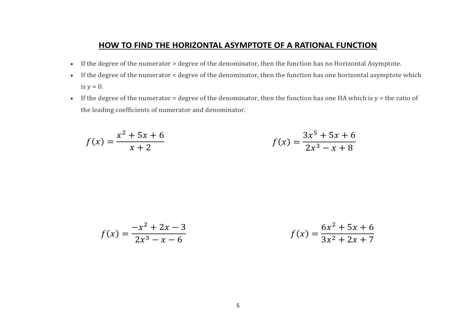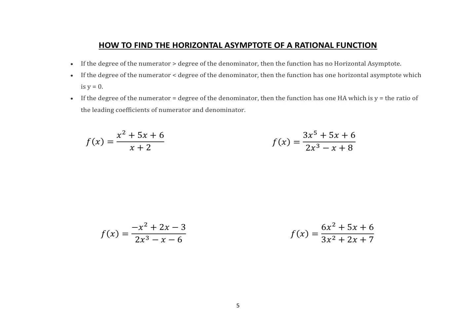If the degree of the numerator and the degree of the denominator are equal, then we have one horizontal asymptote, which is y equal to the ratio of the leading coefficients of the numerator and denominator. So we look at the first one.